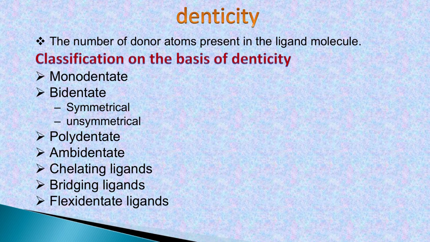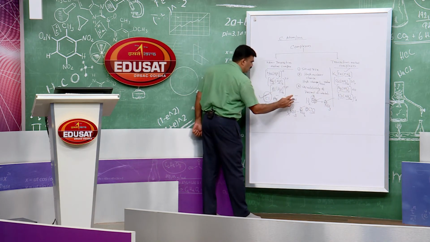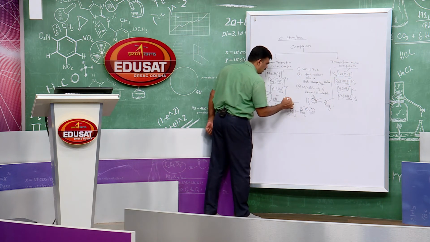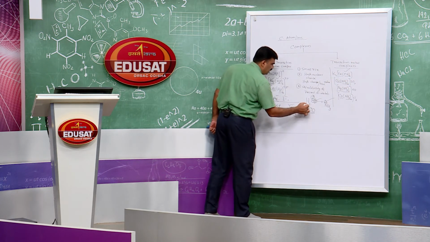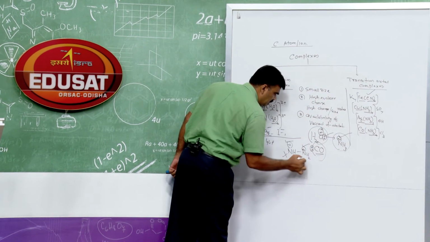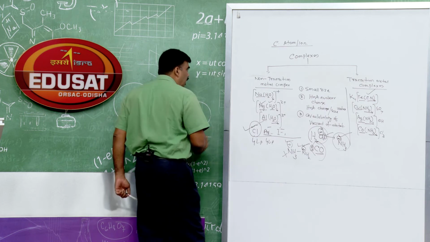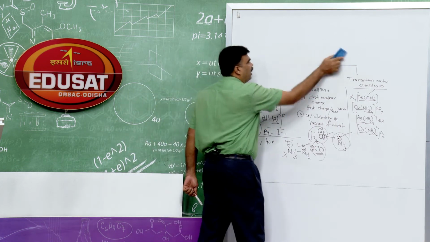1 donor atom, 1 coordinate bond. Monodentate. So these are all monodentate ligands. Not this one. Monodentate ligands means they contain only 1 donor atom.